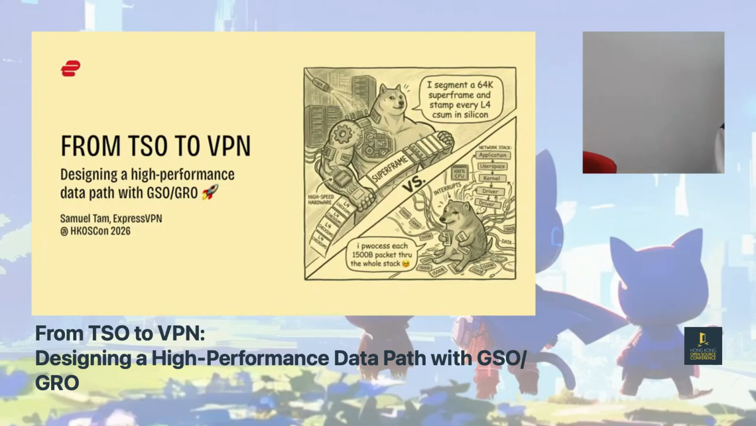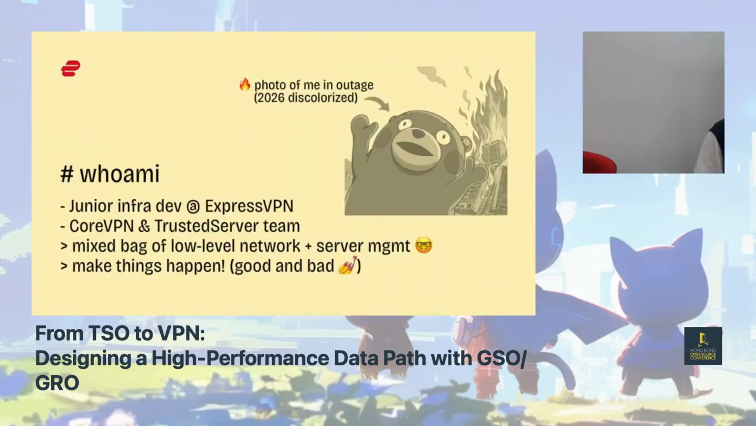Let's start by introducing who I am. I'm Samuel, from ExpressVPN. I'm a junior infrastructure developer, in both the core VPN and trusted server teams. You can see me as a mixed bag of low-level networking and server management stuff. So I make a lot of things happen, good or bad.